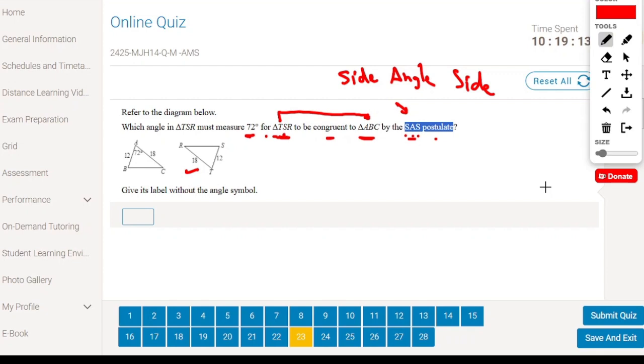So let's see, S and B, and R and C. Now here, side, angle, side postulate. The side here is 18, the angle here is 72, and the other side is 12. So the angle here, the answer will be 72. Give the label without the angle symbol, so the label is T, angle T.